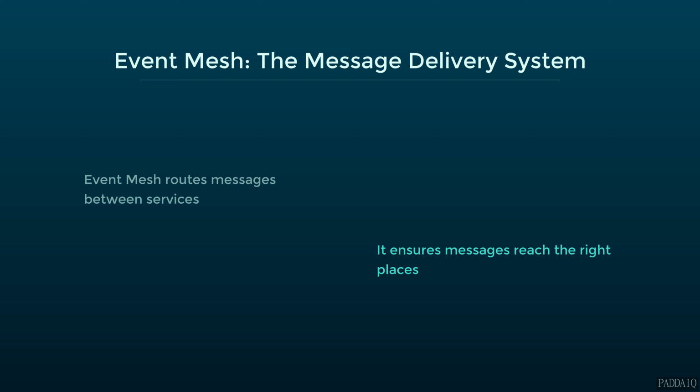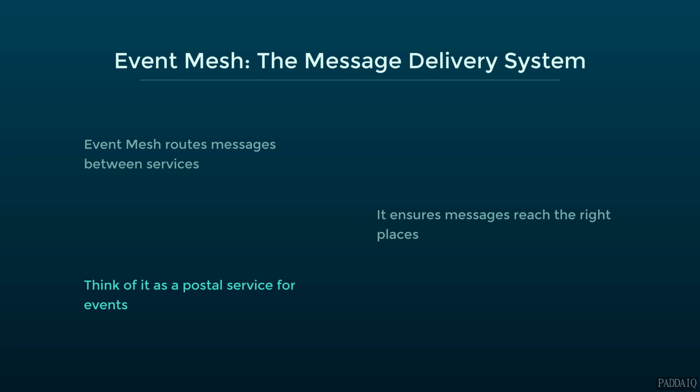It ensures messages reach the right places. This means Event Mesh reliably directs information to only the intended systems or applications. For example, when a sales order is created, it automatically notifies both the shipping and billing systems. This precise delivery keeps all parts of your business synchronized and informed.